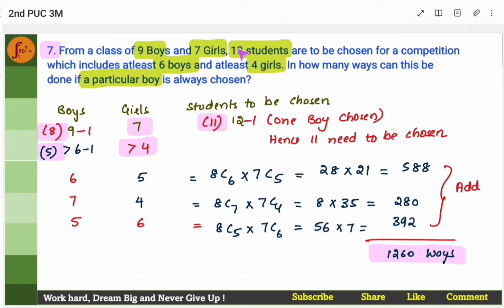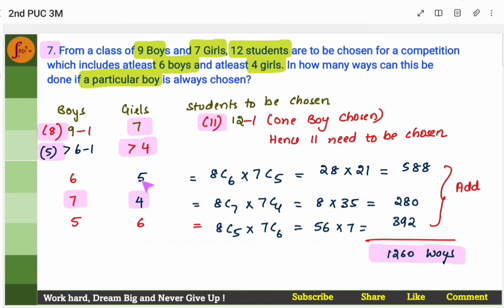And 12 students need to be formed. 1 boy is already chosen. So how many are left? 11 students. So you have to choose 11 students. So now we will form the combinations. Girls should be greater than or equal to 4. So I can start with 4, right? Let me start with a small number, 4. If I choose 4 girls, I should have 11 students, right? So that means 7 should be boys. Simple. I can have 7 because it should be at least 5 for me.